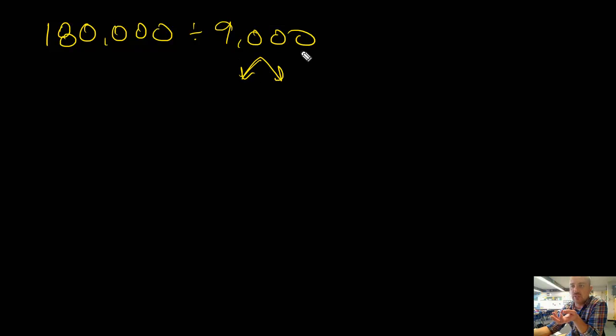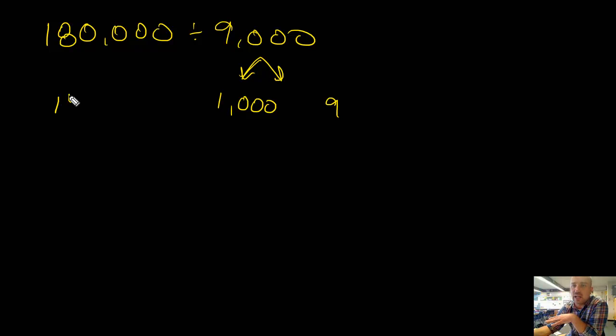Last problem, 180,000 divided by 9,000. Same thing. I'm looking at these two and I'm saying to myself, this 9,000 right here, I can decompose into 2 numbers to give myself a factor of 1,000. So let's do that to make this easier. 9,000 can be decomposed into a group of 1,000 and a group of 9, right? Because 9 times 1,000 is 9,000, and that's how we would get that.